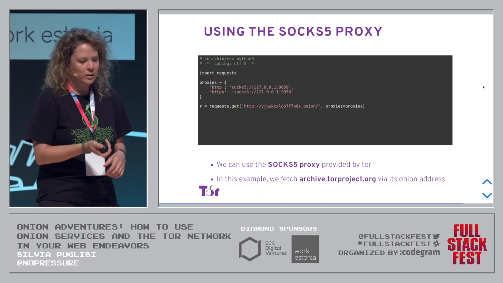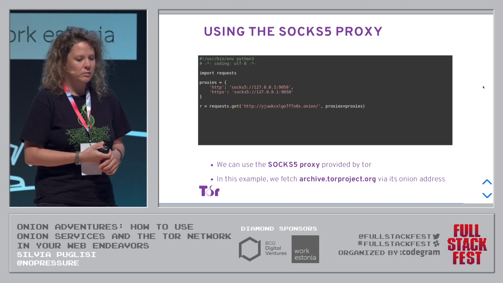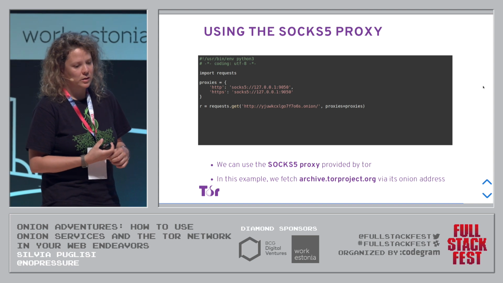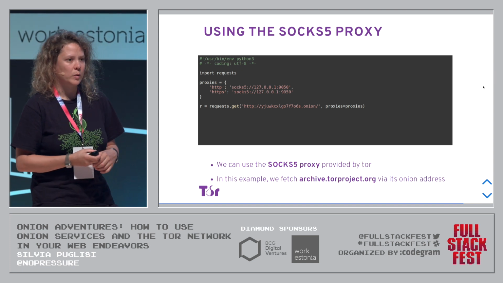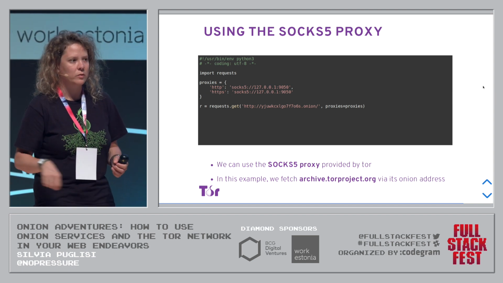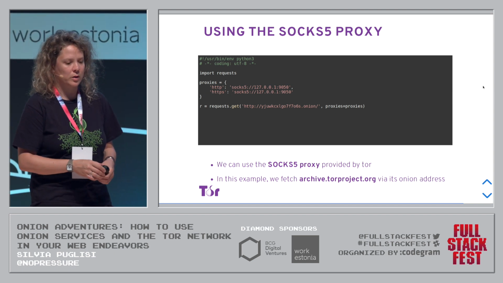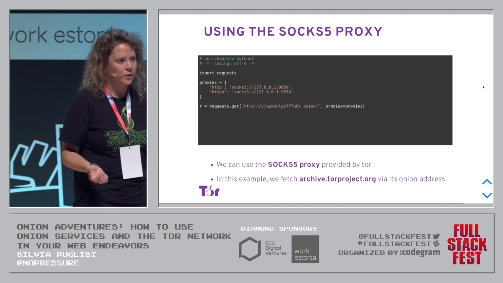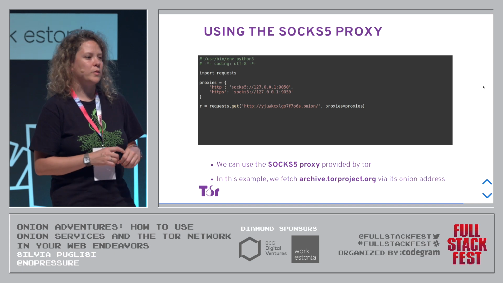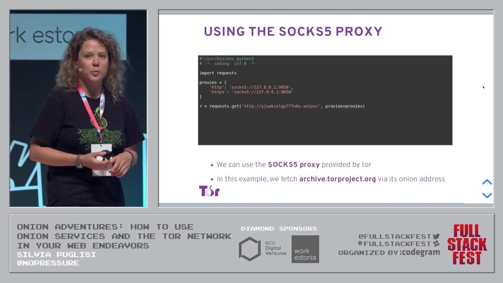And then all you have to do is do a get and tell it to use the proxies. And in this case, even the DNS requests go through Tor. So you wouldn't have the DNS request go outside of Tor. Everything would be within Tor, and you would be able to fetch, for example, an onion address. Or in this case, the onion address is the address for archive.torproject.org.